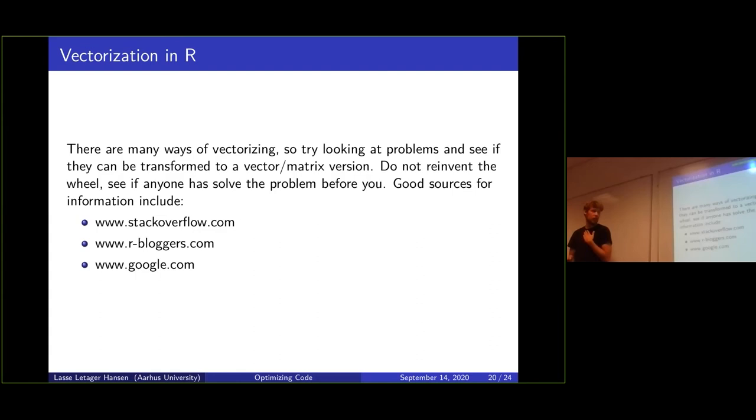And R bloggers have a lot of posts on cases, vectorization, lists, whatever. There are a lot of interesting posts that go into some little aspect. But if you read a couple of those and remember them, then whenever you encounter something like a for loop where you keep multiplying with a constant, you might remember, oh, I can just multiply the vector with that instead.